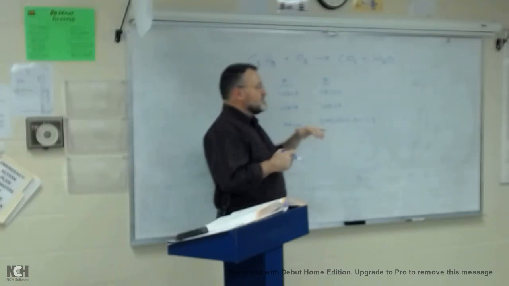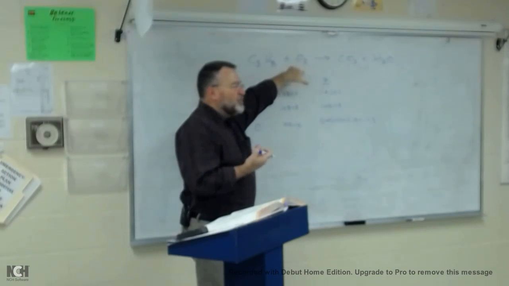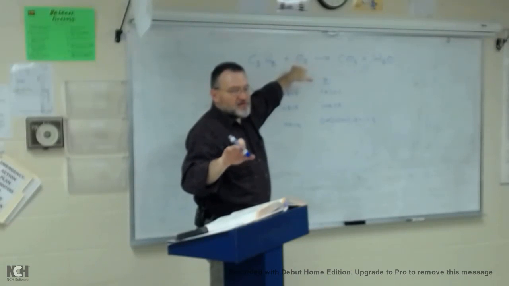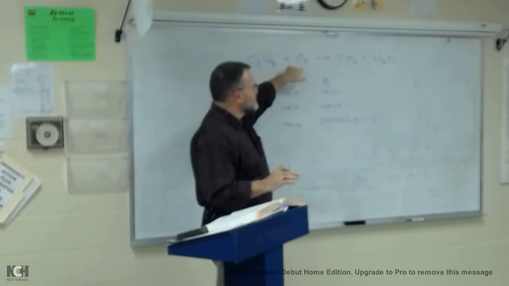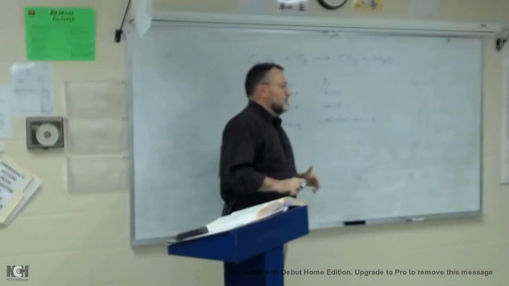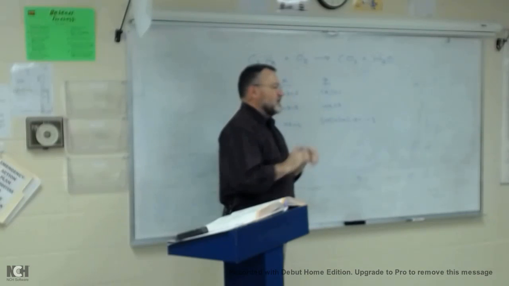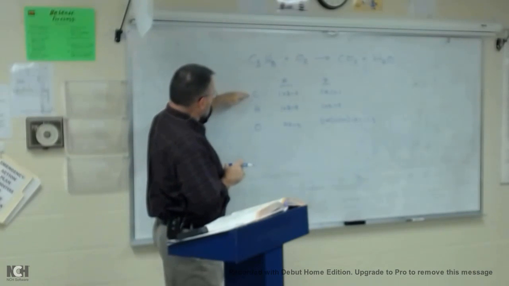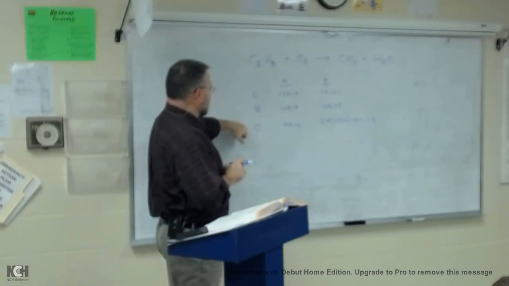So I look for something that's in its elemental form. I'm going to hold that. I'm not going to mess with that until the very end. Because what this means is if I ever adjust the oxygen here, I don't mess anything else up. You'll see the value of that in a minute. Save the elementals for the last. So carbon, hydrogen, oxygen. I'm saving oxygen for the end.